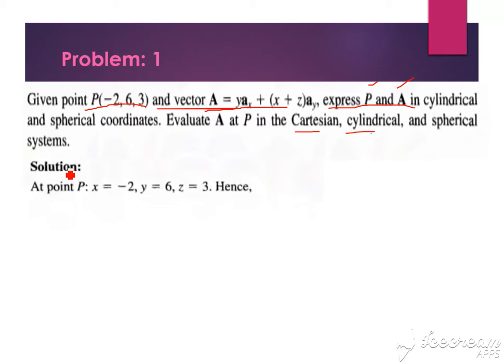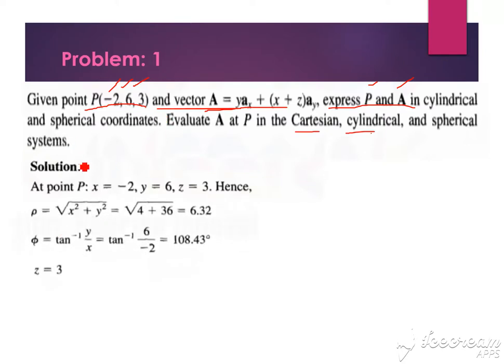First question, solution. At point P, these are the values of x, y and z. So x is equal to minus 2, y is equal to 6 and z is equal to 3, and hence we can easily convert this into cylindrical coordinates. With respect to cylindrical, we need to find the values for rho, phi and z. z is common for both cylindrical and Cartesian, so this is the same.